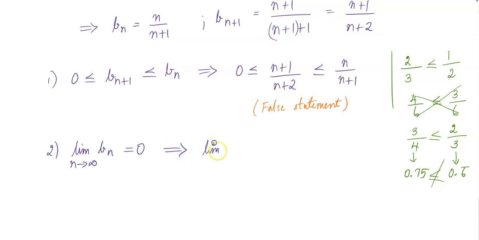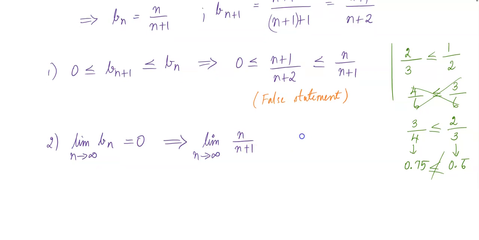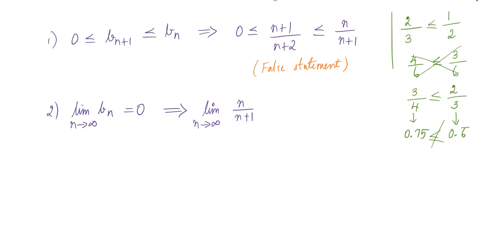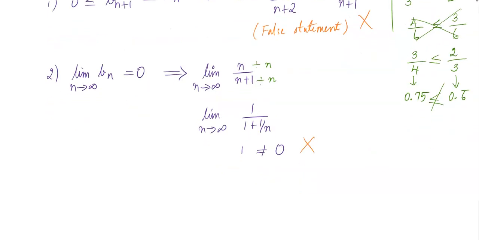If we apply the limit for bn, which is n over n plus 1, you can divide by n, up and down. We get limit as n approaches infinity of 1 over 1 plus 1 over n. And then when you apply the limit, you get 1 over 1 plus 0, so 1 over 1, and that just becomes 1. I meant to say 1 is not equal to 0, so the condition is not satisfied here as well. So I'll put an x here, and an x here. The condition did not satisfy, therefore we cannot use the alternating series test.